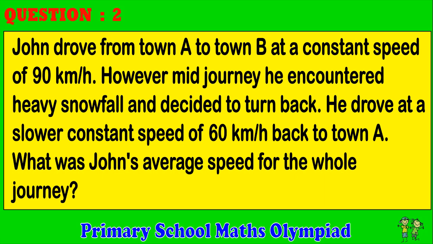Question 2. John drove from town A to town B at a constant speed of 90 km per hour. However, mid-journey he encountered heavy snowfall and decided to turn back. He drove at a slow constant speed of 60 km per hour back to town A. What was John's average speed for the whole journey?